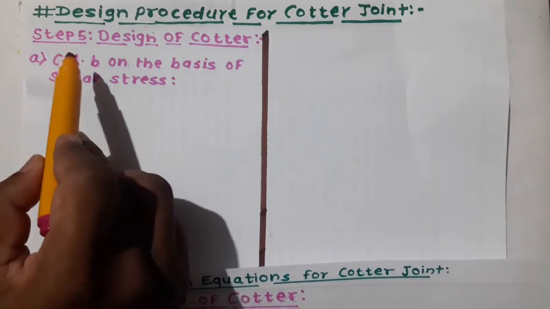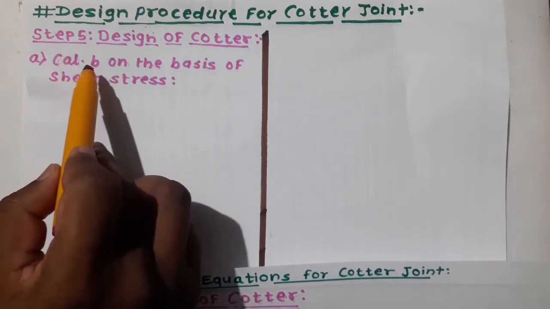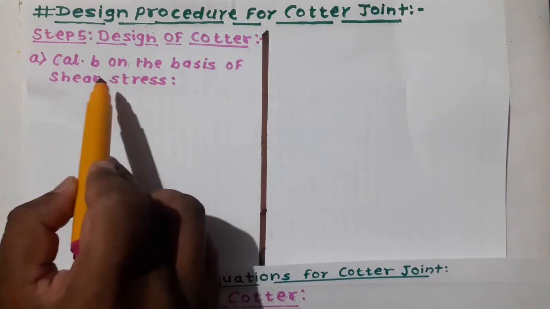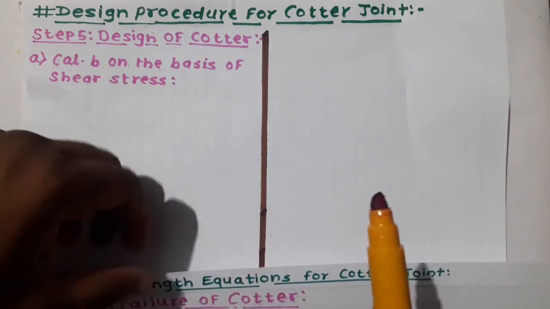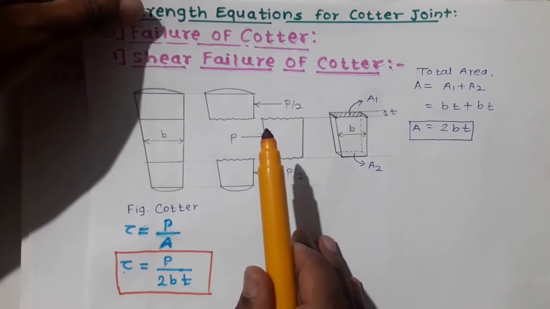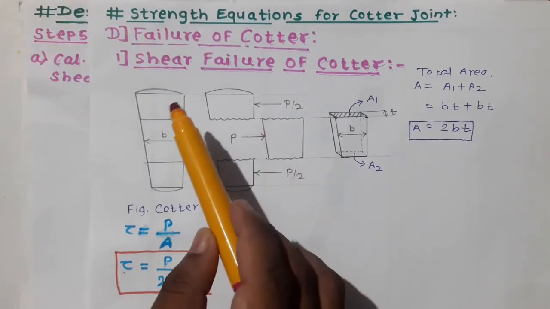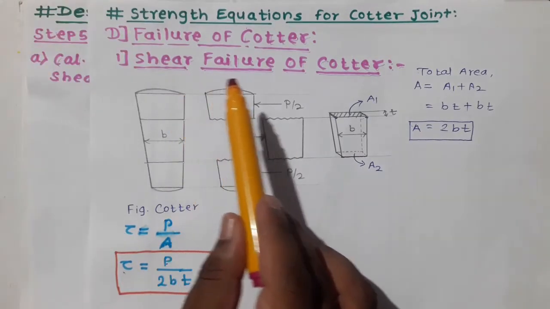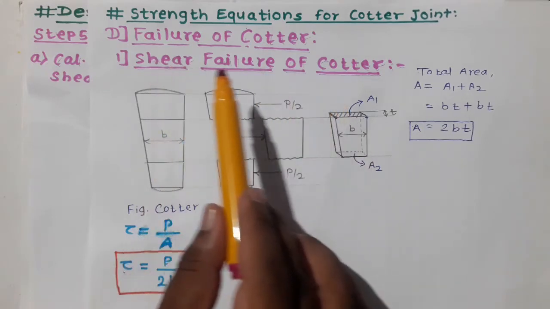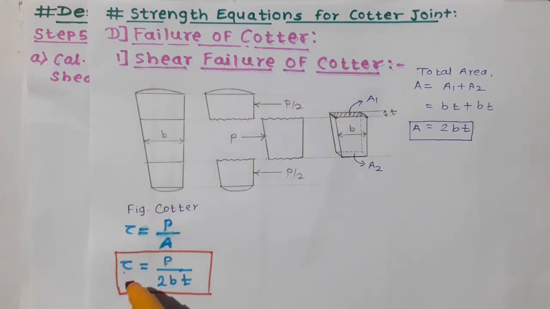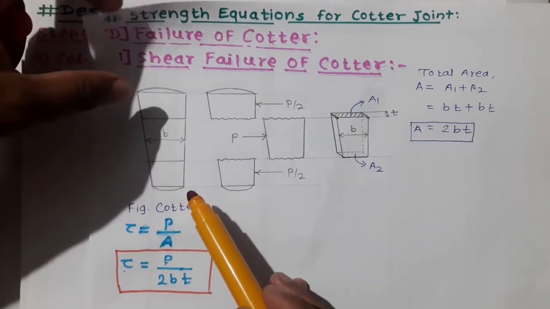The first point in step number 5 is to calculate the mean width of quarter, small b, on the basis of shear stress. So let us go to the strength equation article that we discussed in the previous video lecture. In that lecture we derived the shear stress equation for quarter by considering shear failure, and this is the equation that we derived. Tau is equal to P upon 2 B T, where tau is the induced shear stress, P is the external applied force in Newton, B is the mean width of quarter, and T is the thickness of quarter. So let us use this equation in point number 1.